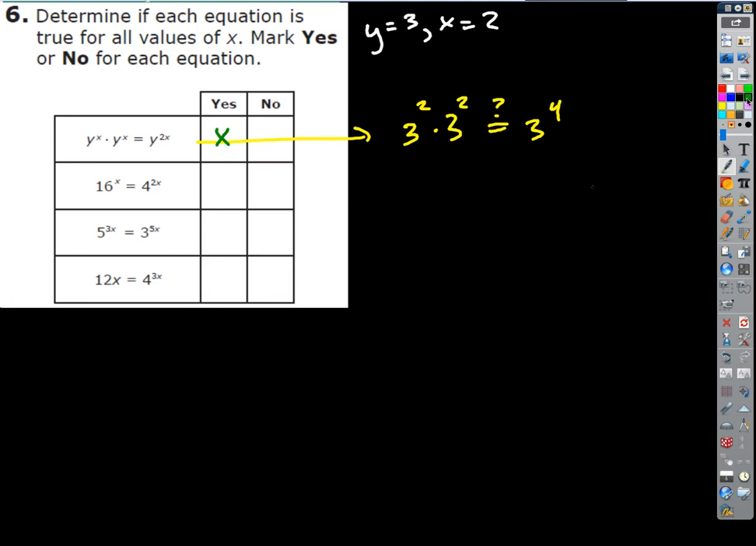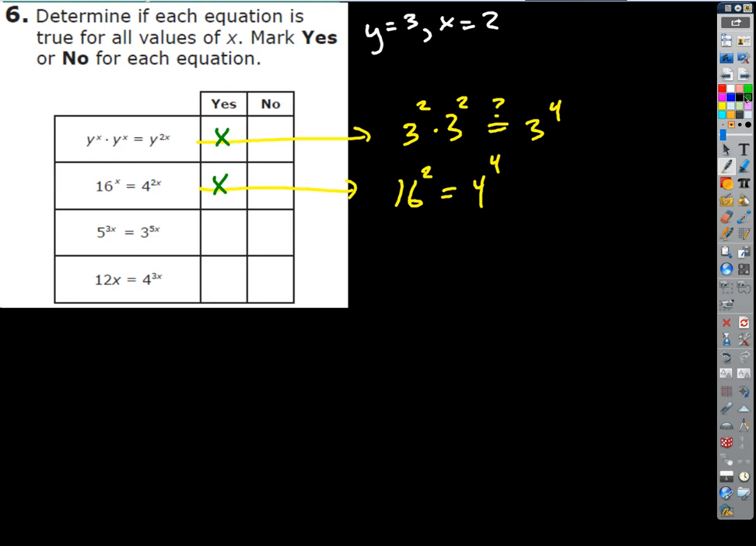Okay, how about this guy? So I'm going to get 16 to the 2. Is that equal to 4 to the 2 times 2? Once again, that works. I get 256 equals 256 if I plug it in my little calculator. So yes, that works.